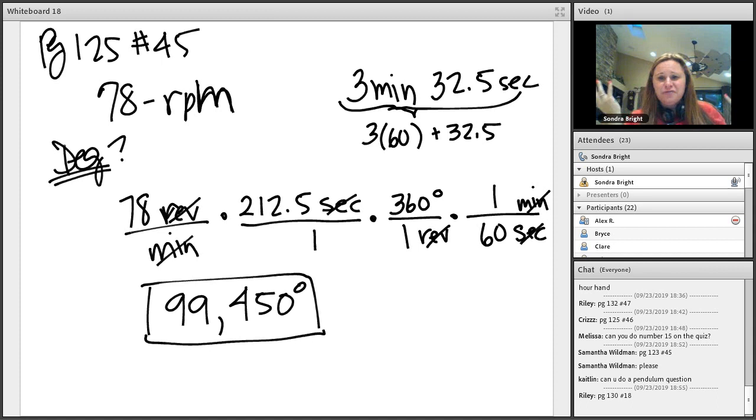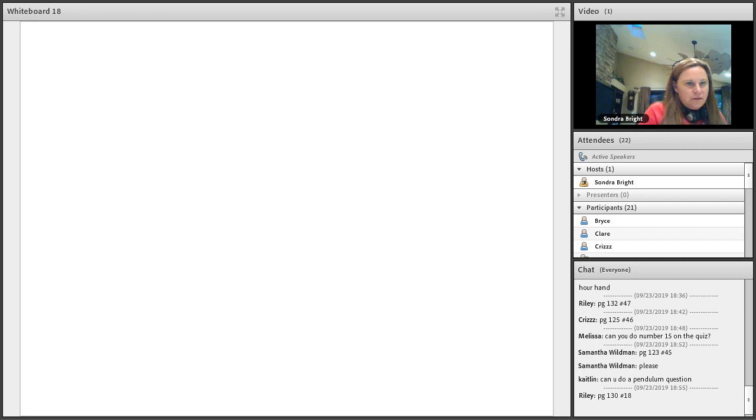Find a pendulum question for me. I have no clue where they are in this book. But if you find one, I will do it. Oh, good. Yay. Thanks to Riley. Riley found one. All right. We got page 130, number 18.